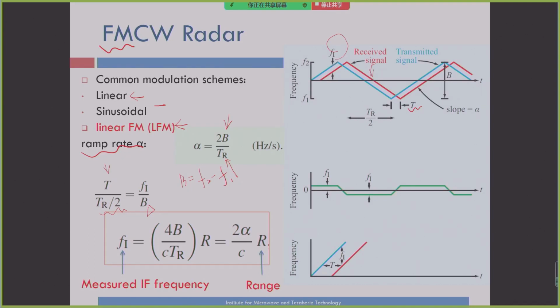So they have such a relationship, and then Fi can be obtained by 4B divided by CT times R, because T is a predetermined value. So it can be expressed by this term, R being the ramp rate and also the range between the object and the antenna of the radar system. When we extract Fi from this curve, it varies like this. You can see it's a periodic curve, right?